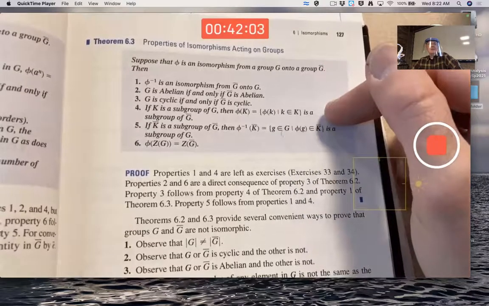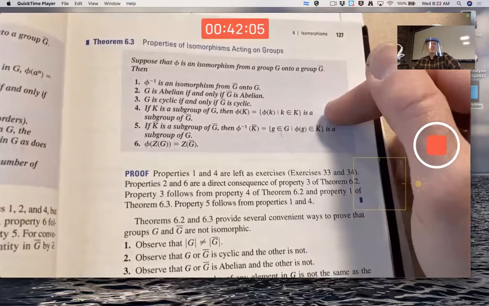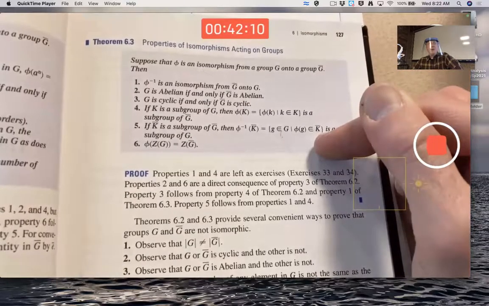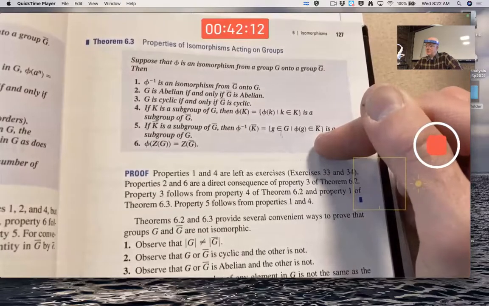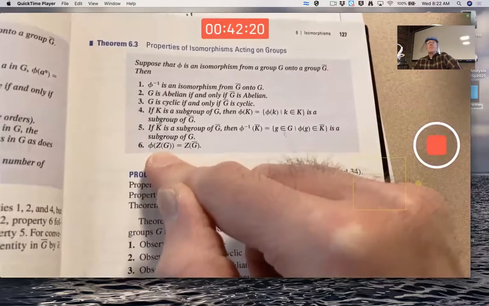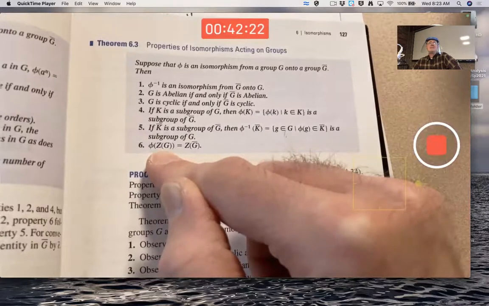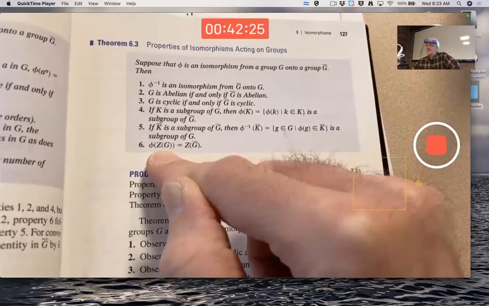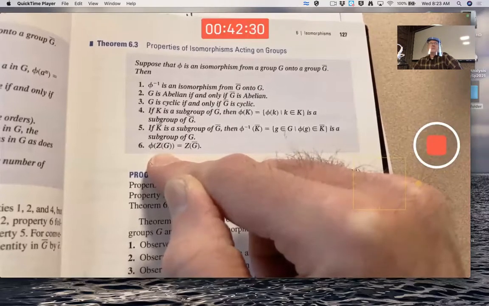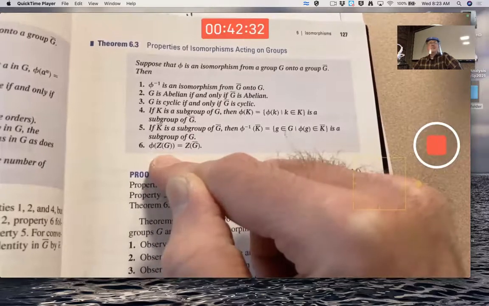As you had in the exam, the direct image of a subgroup is a subgroup. The direct image of a subgroup of G bar under phi inverse is also a subgroup of G. And you remember what Z of G stood for? Not the centralizer, but the center. C of A, the centralizer of an element, is the set of everything that commutes with A. Z of G, the center of a group, is this set of elements in G that commutes with everything in G.